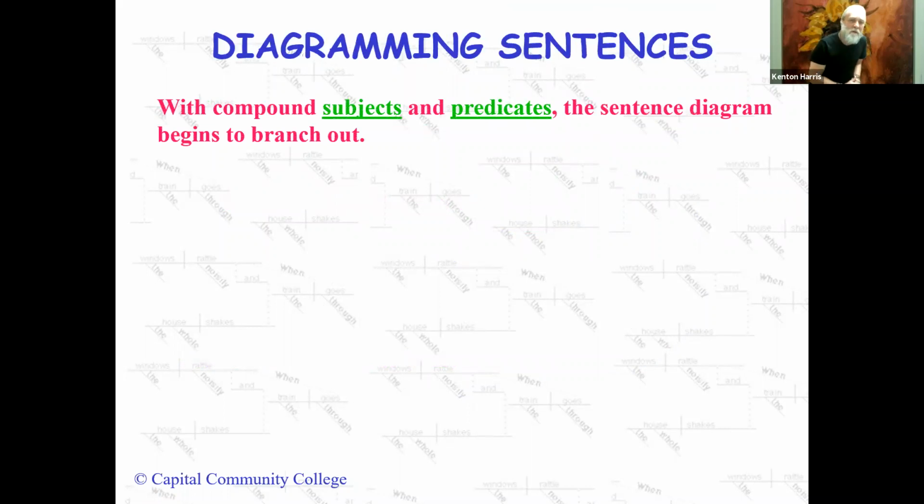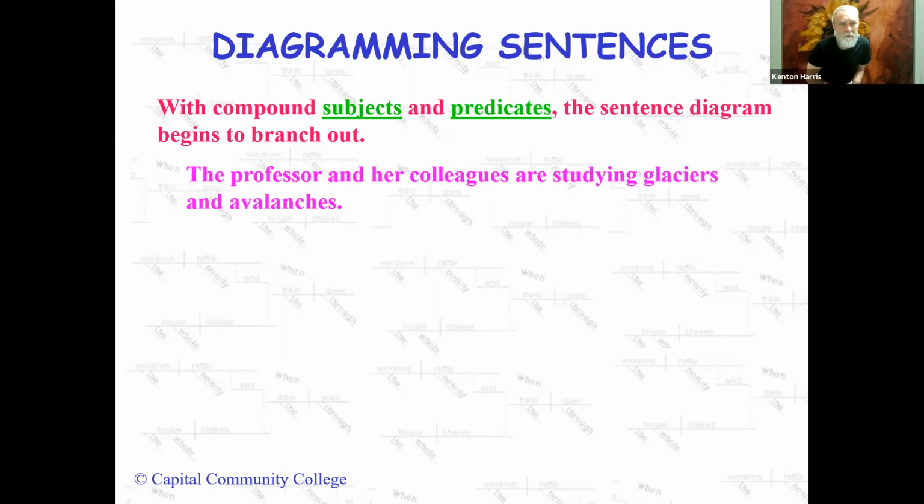Now, with compound subjects and predicates, the sentence diagram begins to branch out. So we're starting to get a little complicated now. The professor and her colleagues are studying glaciers and avalanches. So notice we have 2 subjects, professor and colleagues, and we have 2 direct objects, glaciers and avalanches. 1 verb, however.